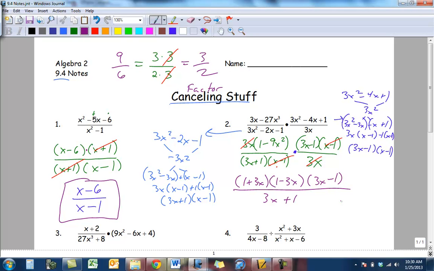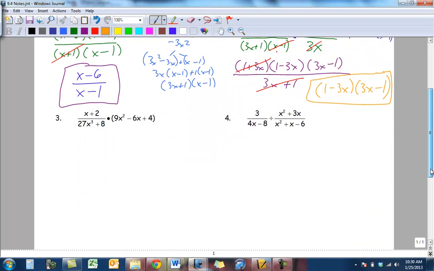Hey, check this out. 1 plus 3x, is that the same thing as 3x plus 1? Indeed it is. So those two can cancel out. So your final answer here is 1 minus 3x times 3x minus 1. That's your final answer. Now, do I need to FOIL that out or anything? No. For these polynomials, in fact, it's best to leave it in factored form. Don't FOIL it out. You're all set. There it is. All right, let's move on to number 4.